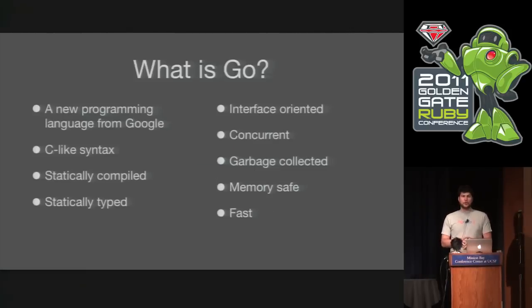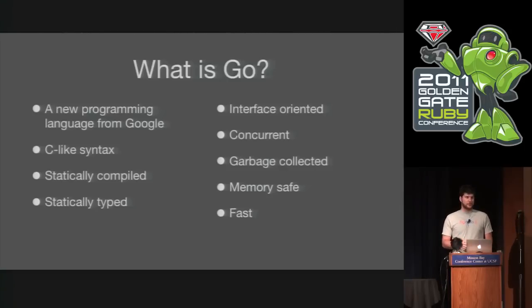Go is a new programming language from Google. There's a team of people at Google who invented it, and it's really cool. It has a syntax that's like C, so if you're familiar with Ruby or with C, it should be pretty easy to read. There's a few things that are different, but overall it's got a lot of the same structures.